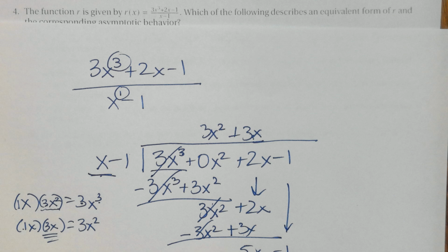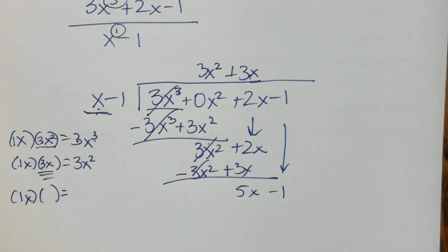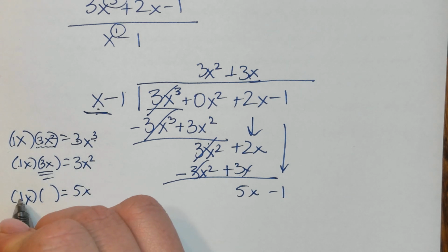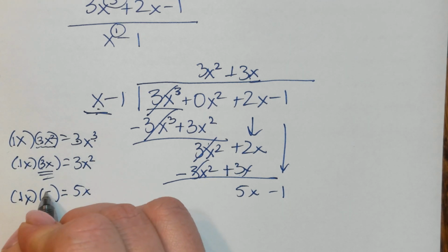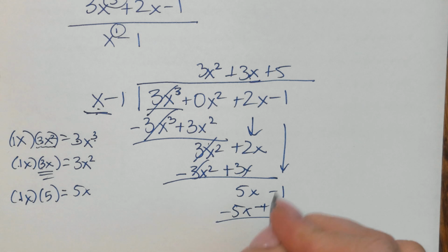I'm bringing down the very last number. X times what quantity is 5x? 1x times 5. And I'm multiplying, changing the sign, and adding straight down. Now, we do have a remainder of 4, so how do I write this? Because this is going to describe the slant asymptote.